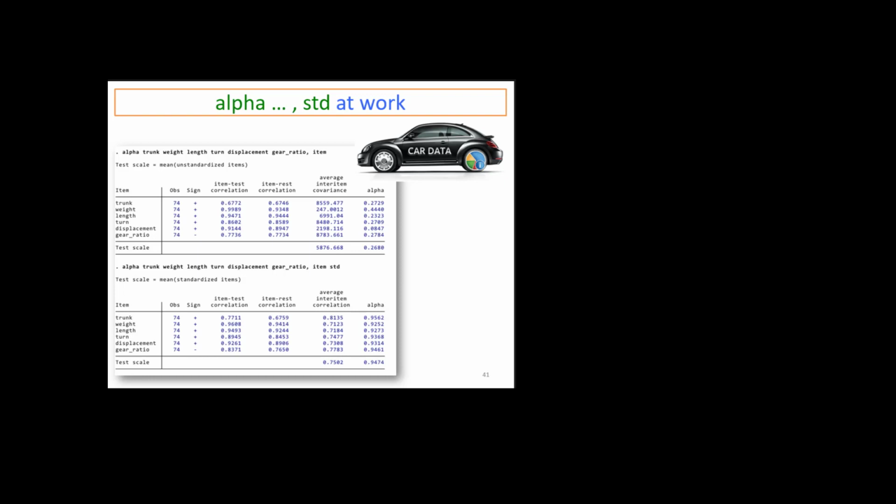And if you perform the alpha command on these variables without standardizing, the alpha value will be very low. It will be 0.27. However, if you standardize the items first, then you will see you have a very high alpha score of 0.95.